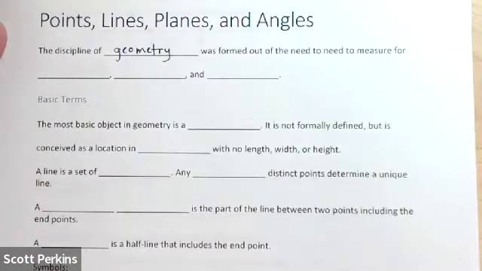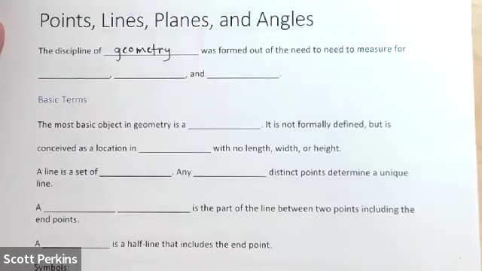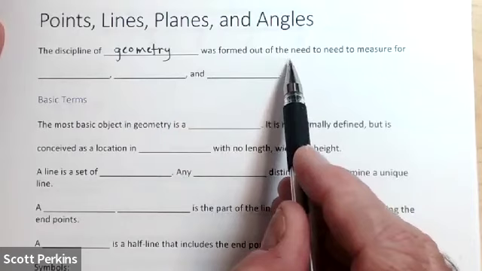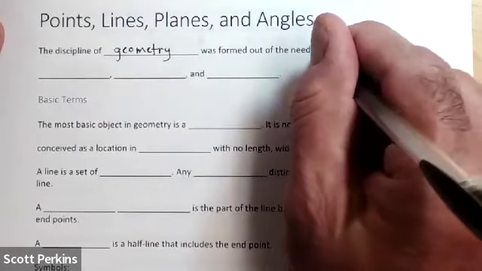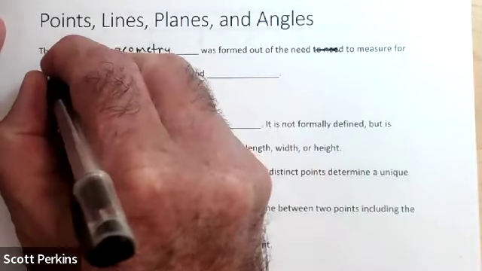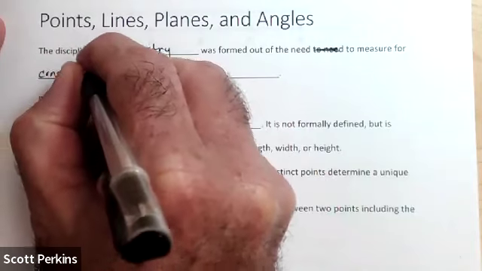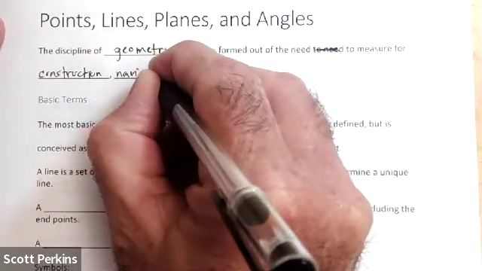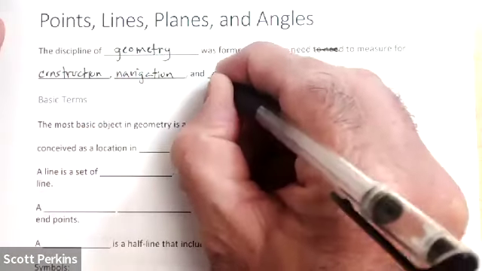The discipline of geometry was formed out of the need to measure for construction, for navigation, and astronomy.